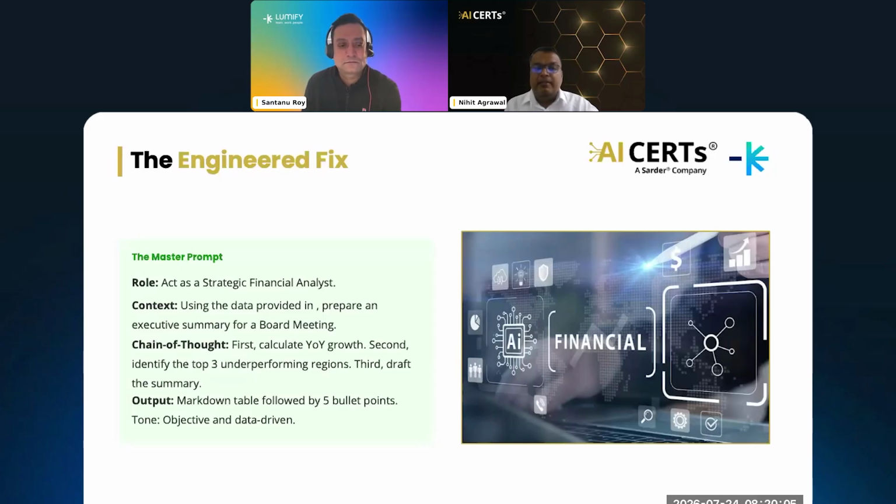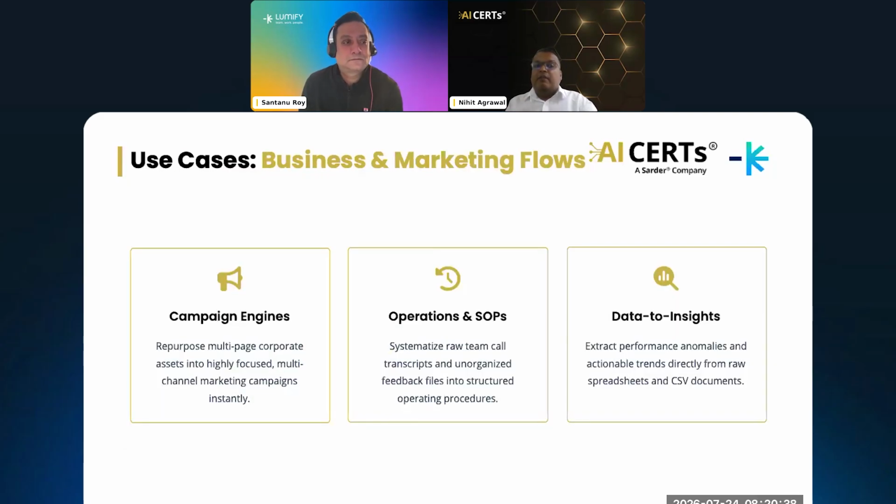And the fourth component is your output format. The prompt clearly specifies that the response should contain a markdown table followed by 5 bullet points, which removes ambiguity and ensures that the output is organized. And the fifth component is the tone. We tell the AI how it should sound: objective and data driven. So AI avoids fluff and stays factual. Clear?